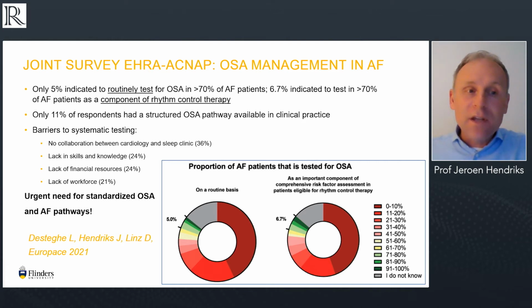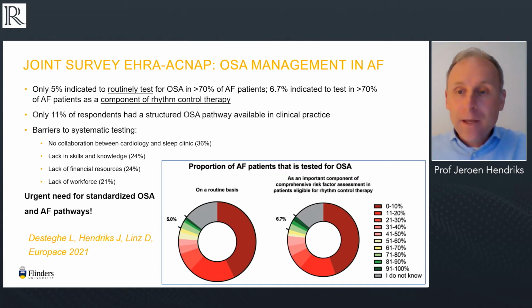There's, of course, a number of barriers to systematic testing, and respondents reported on the lack of collaboration between cardiology and sleep clinics, the lack in skills and knowledge, but also financial resources and workforce. And these are really important aspects that we should look into in the near future. So I think what this survey showed is that there's an urgent need for standardized sleep apnea and atrial fibrillation pathways.